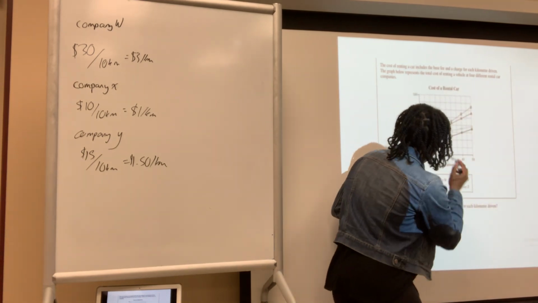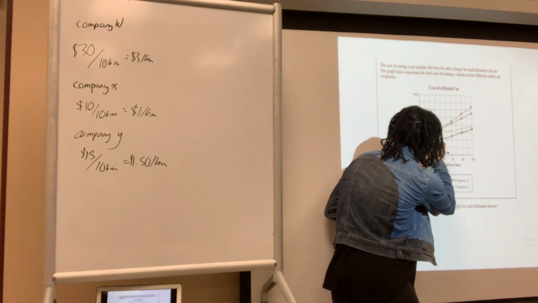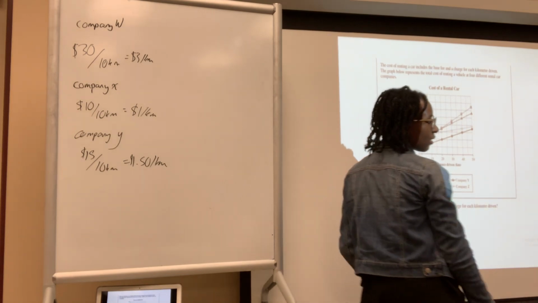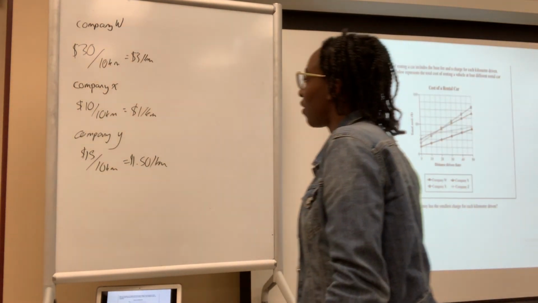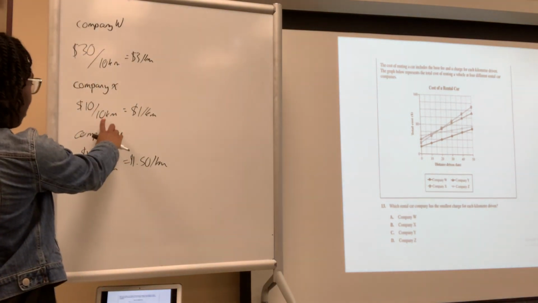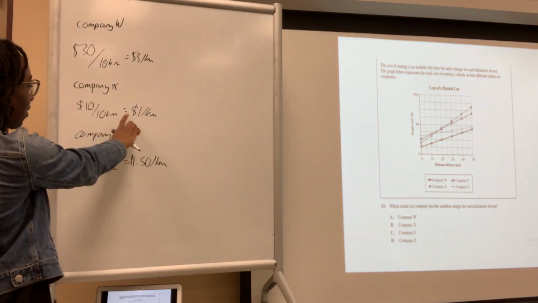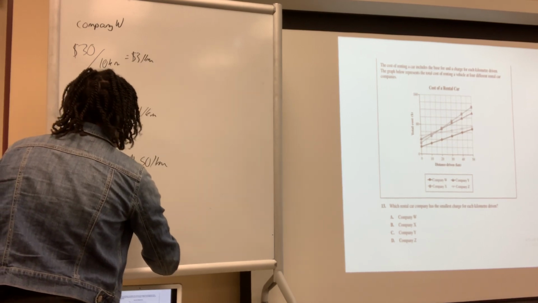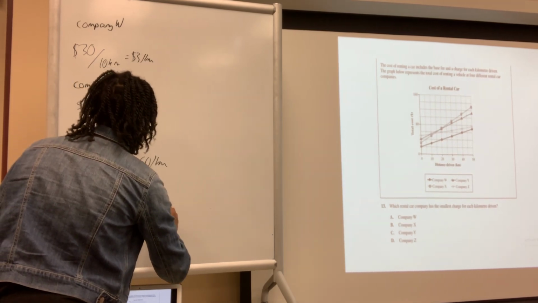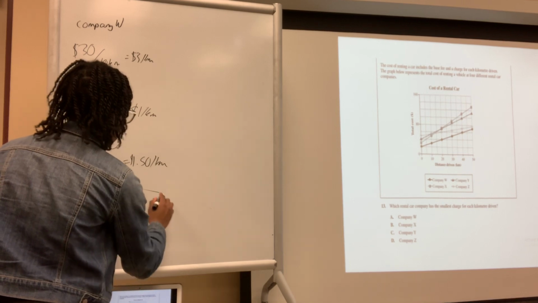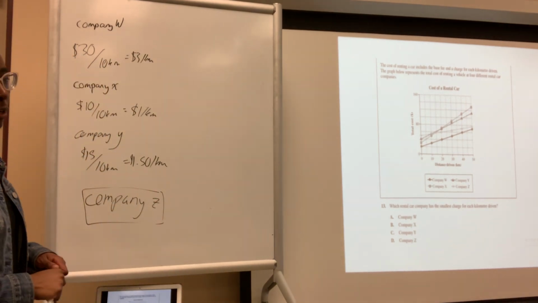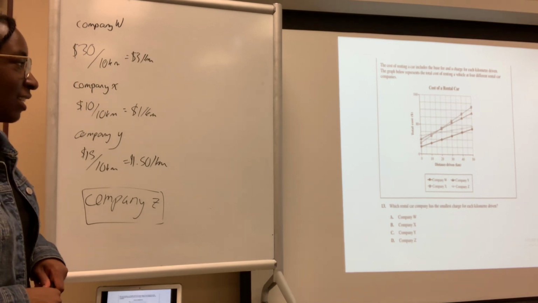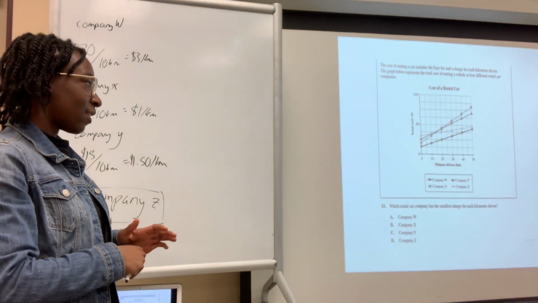Again, this is kind of hard to see, but we can see this is not even going up a full increment of 10. So it's less than $10 per 10 kilometers. And so we know that it's smaller than company X, therefore we can see that company Z is going to be the company that charges the least amount per kilometer. Does that make sense?